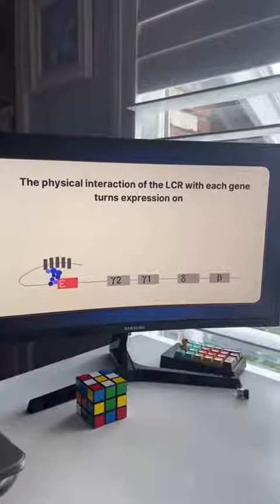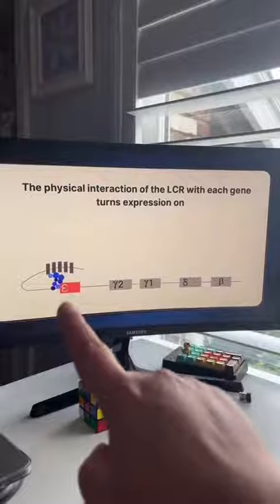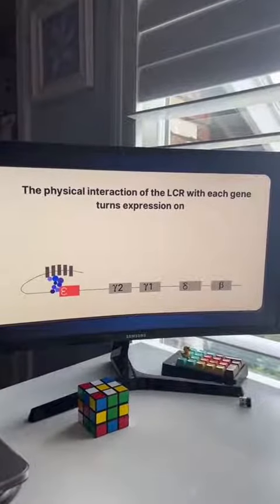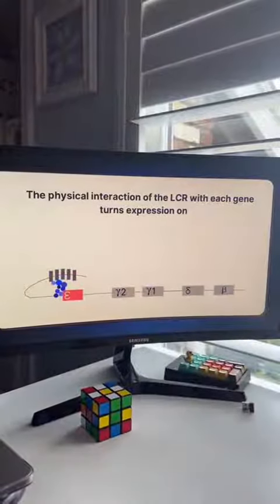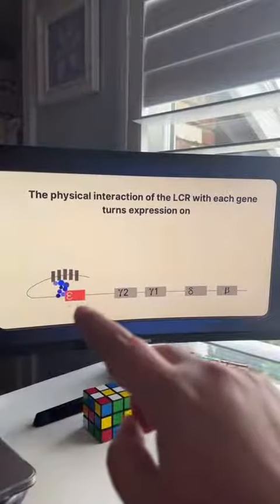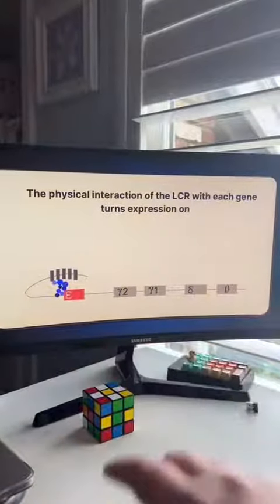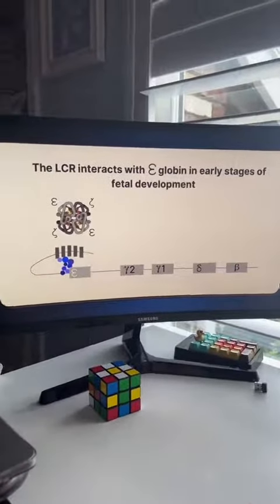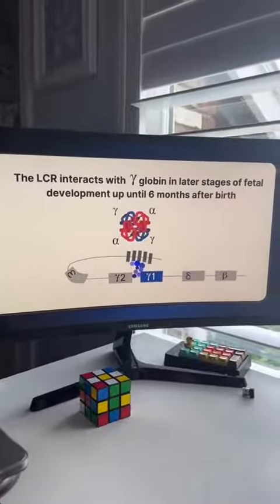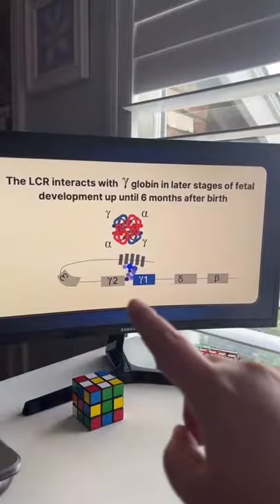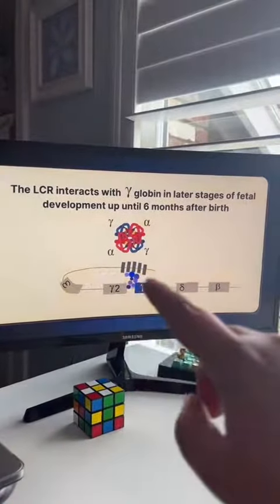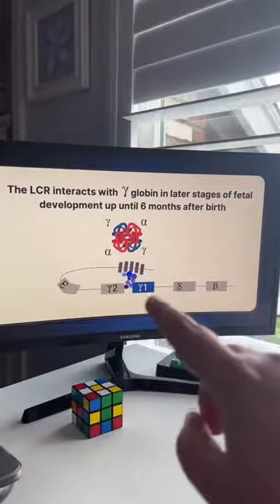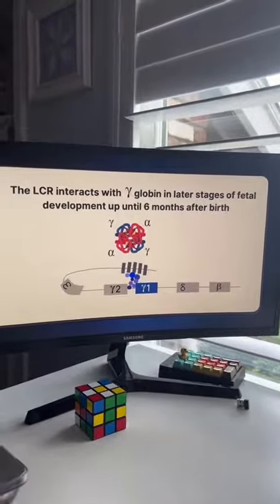When we are a fetus in our mother's belly, we mainly express epsilon globin. And this is activated by a 3-dimensional looping of our DNA that can then physically interact with epsilon and turn it on. In our development, we eventually start to express gamma globin up to 6 months after birth. And this physical 3D interaction of our genome changes to begin expressing gamma globin.